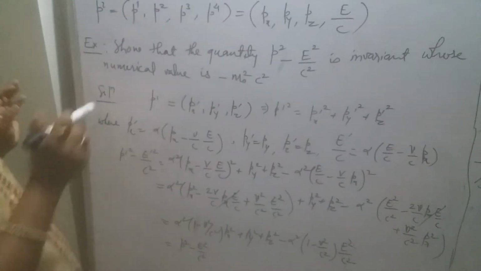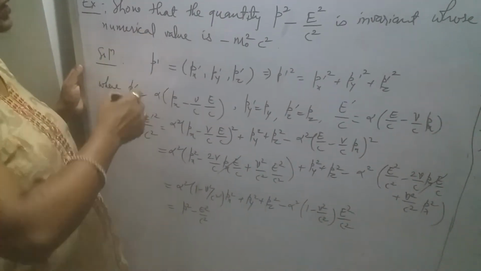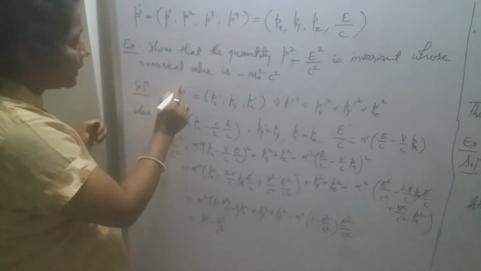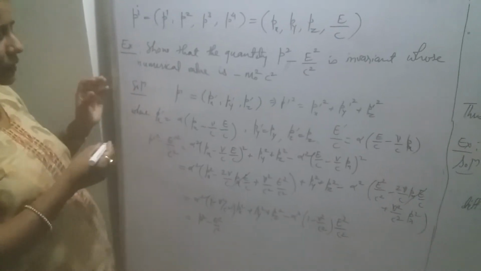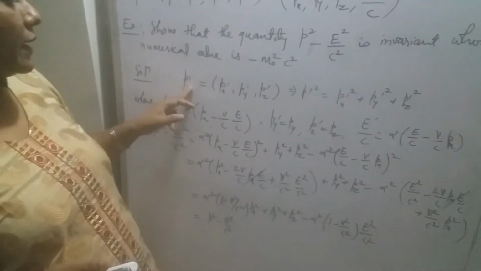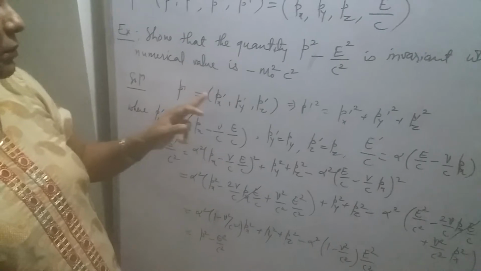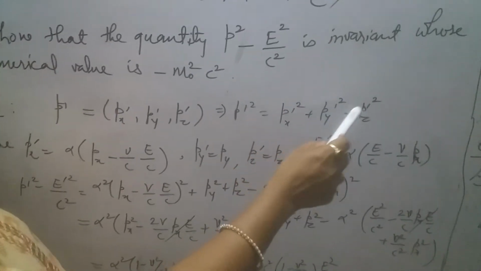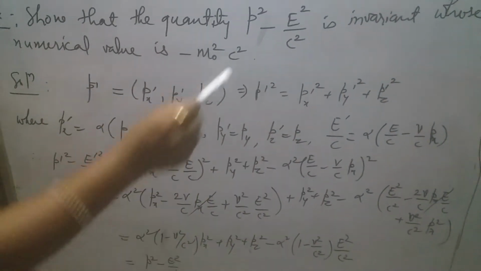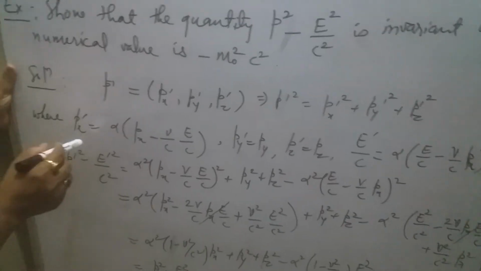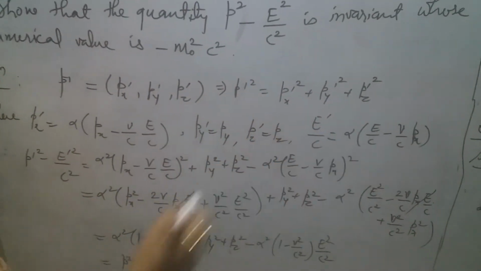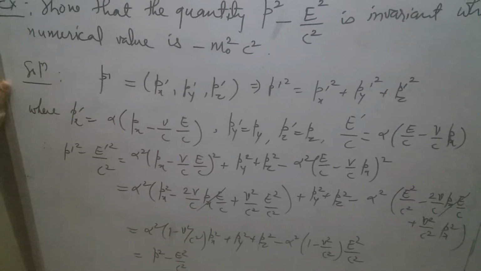So we use p dash. What is p dash? It is the linear momentum, p bar dash, in the s dash system. So p bar dash has x, y, z components, px dash, py dash and pz dash. So p dash square is equal to px dash square plus py dash square plus pz dash square, where px dash, py dash, pz dash and e dash by c have the transformations which we have already derived.